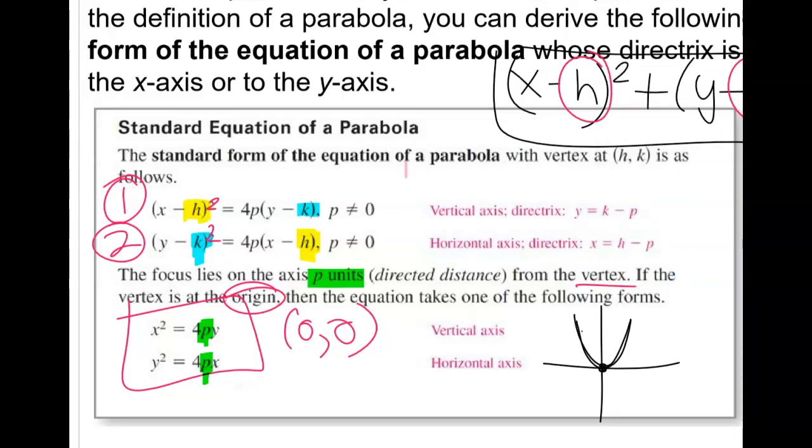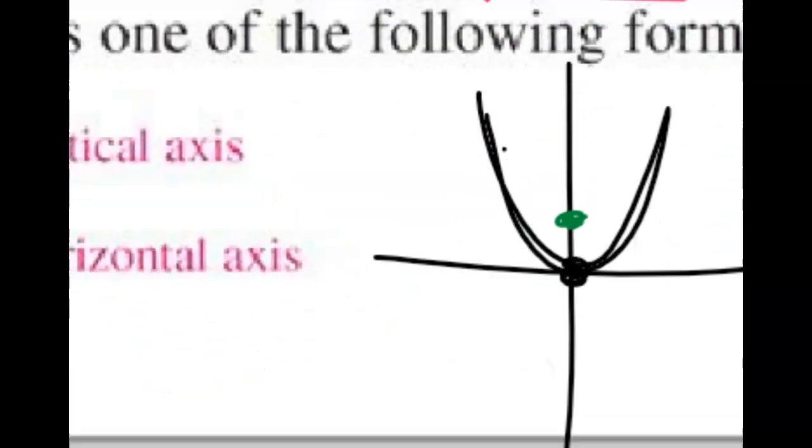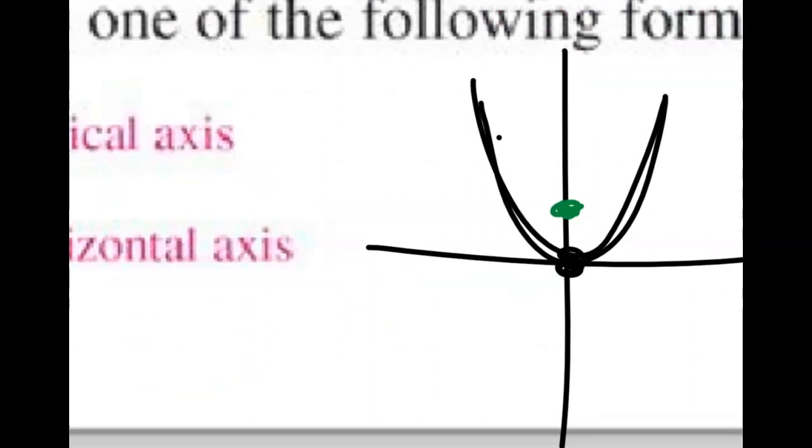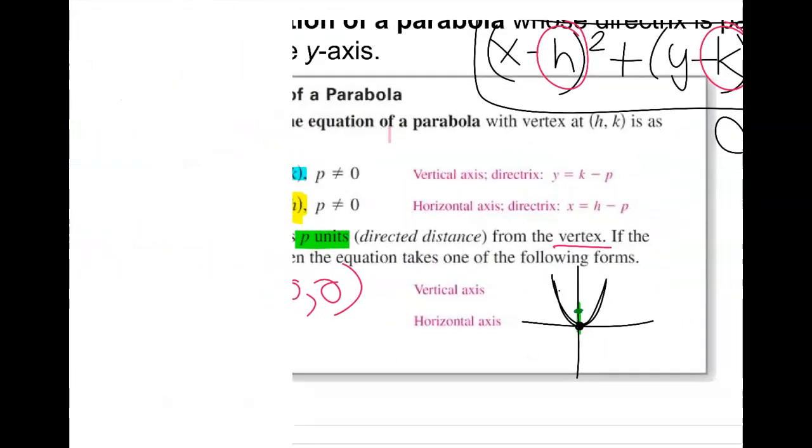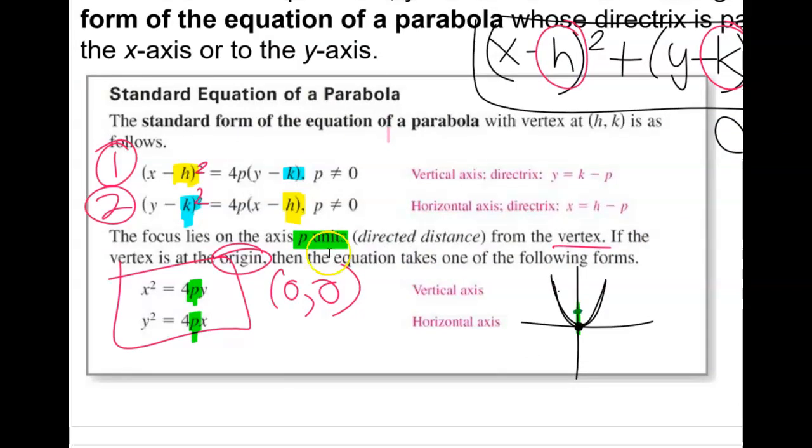If here's the vertex, and let's say that here's the focus, then the value for P will be the distance from the vertex to the focus. So it will be this part right here, from here to here. From the focus, the point in green, to the vertex, the point in black. And so that is where we get that value from. Sometimes that would be given to us. Sometimes we might have to find it by calculating the distance between one point and the other.